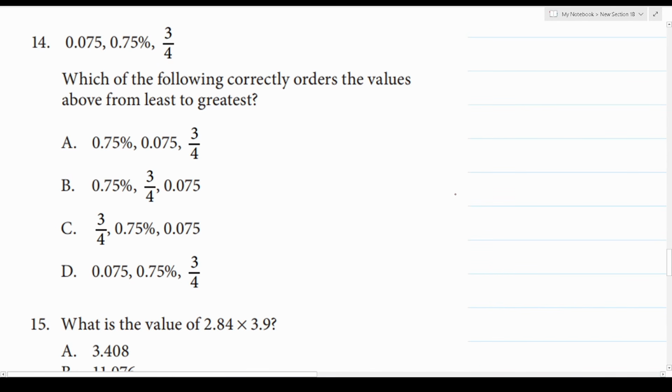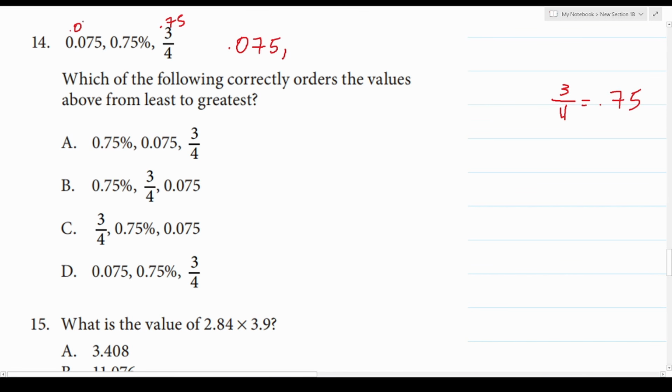All right, number 14 says 0.075, 0.75%, 3/4. Which of the following correctly orders the values above from least to greatest? Okay, so since all these are in decimal form, let's go ahead and quickly convert them all to decimal form. 0.075 is in decimal form. 3/4 is very easy to convert to a decimal. Again, you should know that 3/4 is the same as 0.75. So again, this is 0.75.